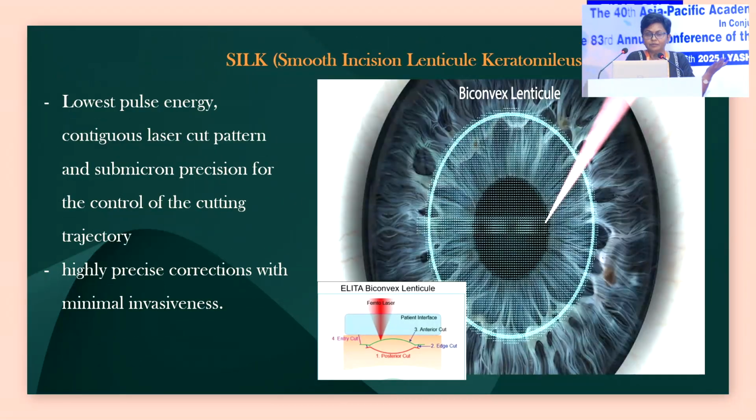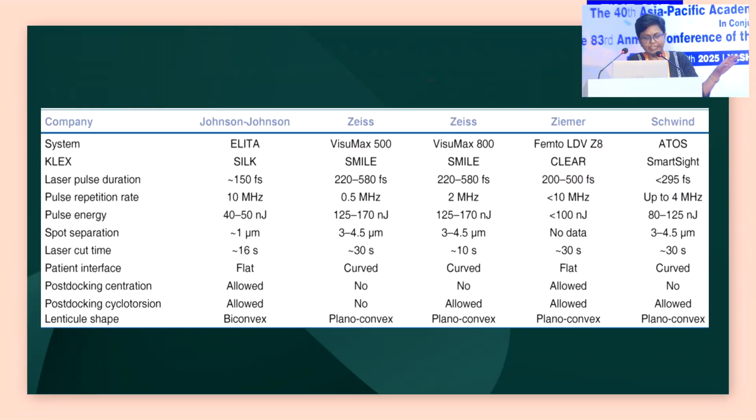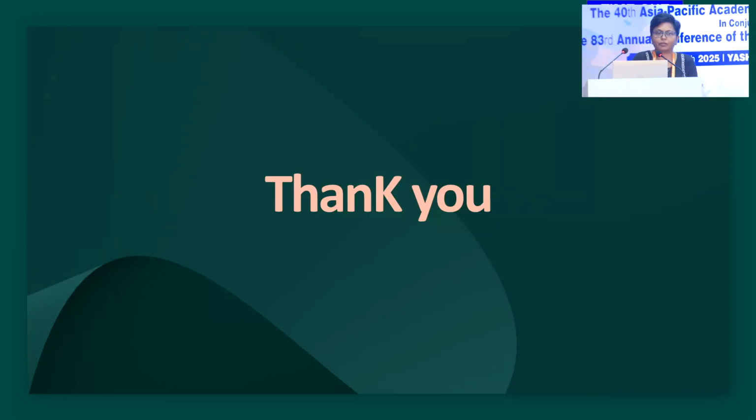And another refined version was by Johnson & Johnson, no financial interest here, in the form of SILK that we are talking about these days. Here the difference is, the lenticule which we cut normally is plano-convex. This is biconvex. It is supposed to be more precise. These are the different KLEx platforms that are available in the market: SILK, SMILE, CLEAR, SmartSight. So this is the fascinating story of evolution of refractive surgery from my side. Thank you all of you.